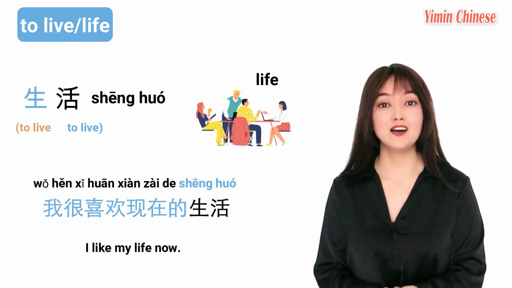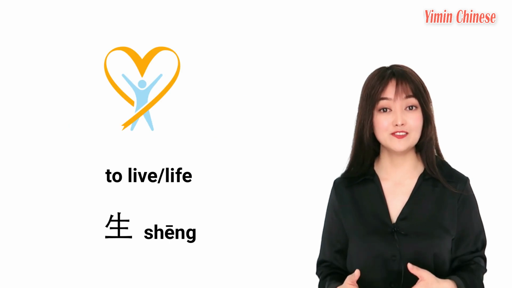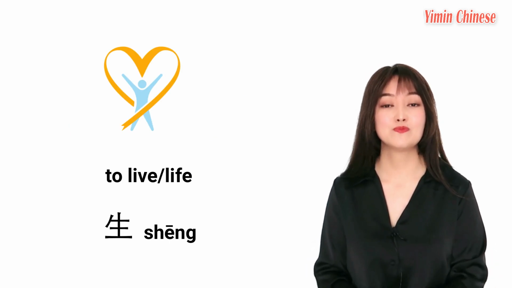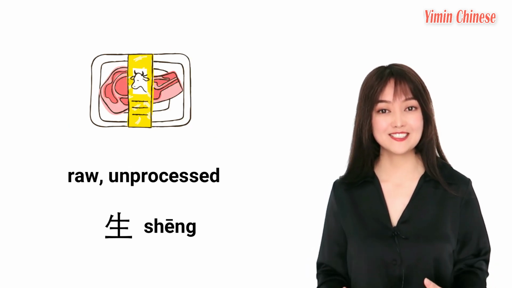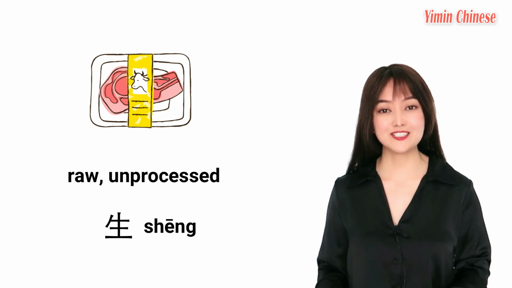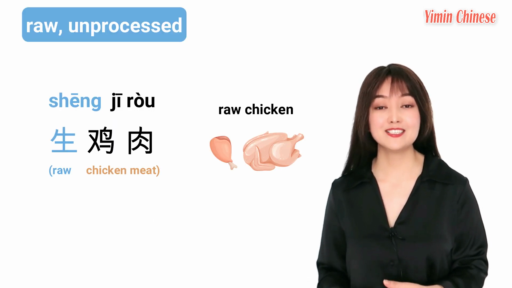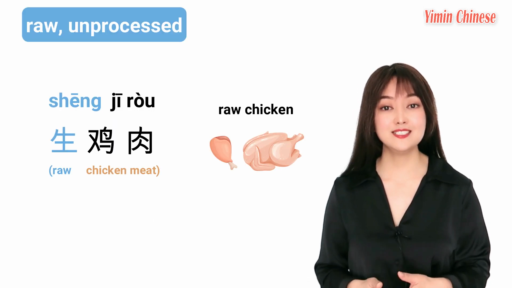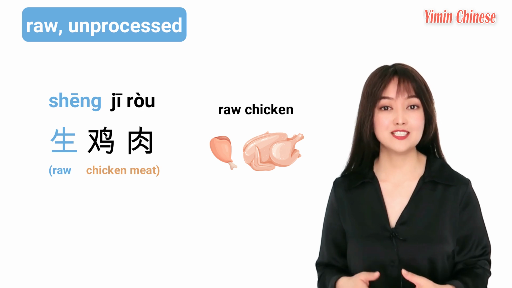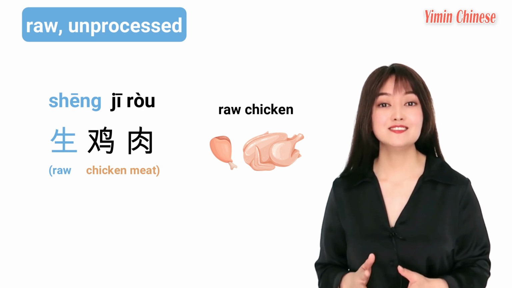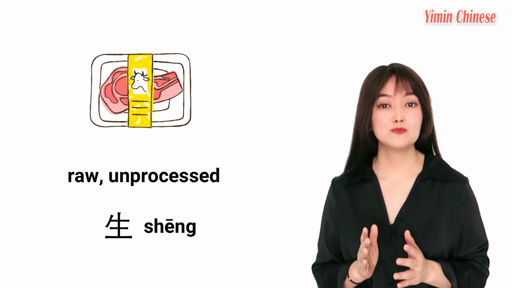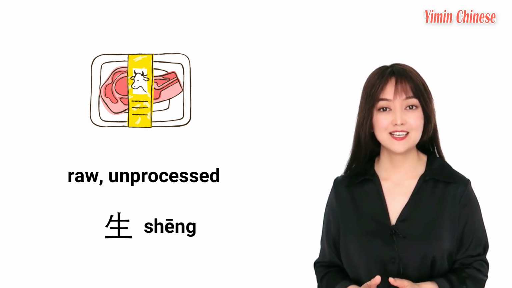And from the meaning of life, to live, it extended to raw, unprocessed, fresh, not cooked. So in the supermarket, you will see 生鸡肉. It's raw chicken, not cooked. 生鸡肉.